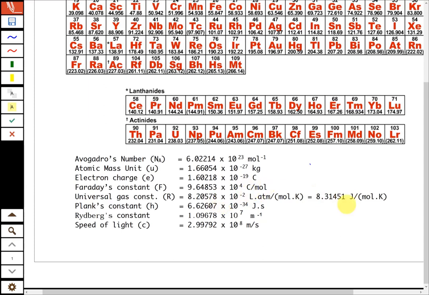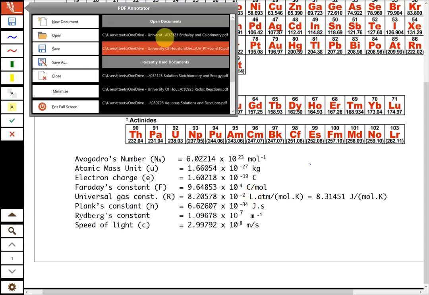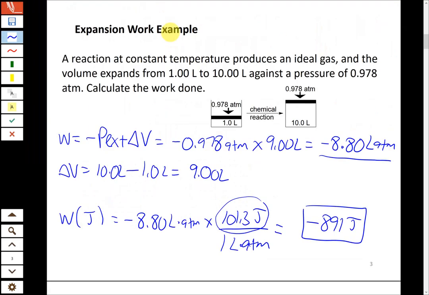So if you forget it, just divide the two values of R, one of which is in joules, one of which is liter atmospheres, and that'll give you the relationship between those two units. So if you forget that, that's the way to come back to it and remember it. All right, just a little hack that I thought I should tell you. All right, so that's going to be all we really have to do about work.